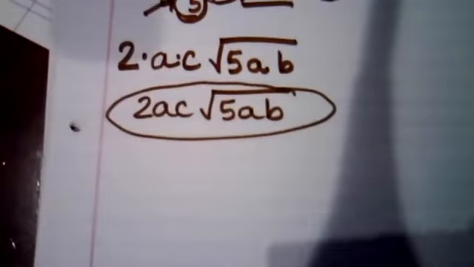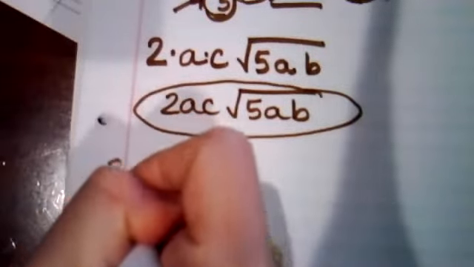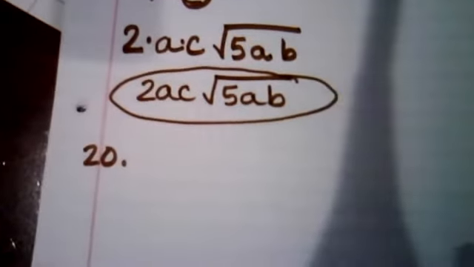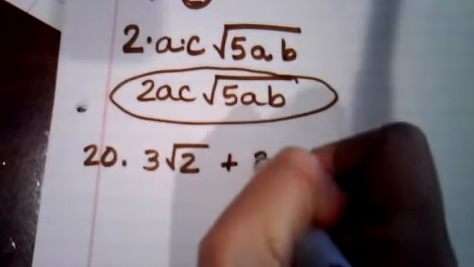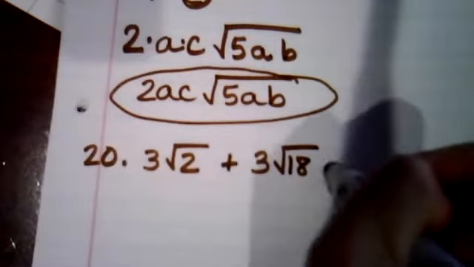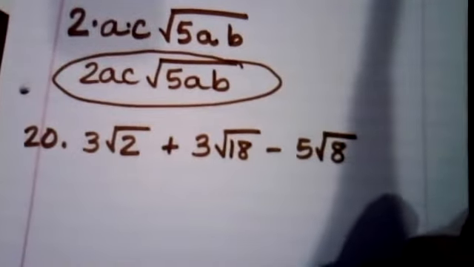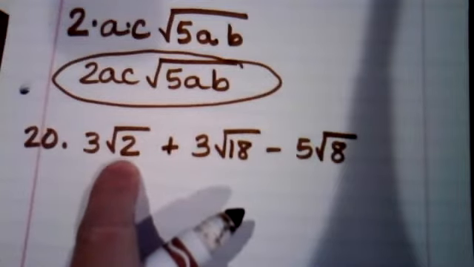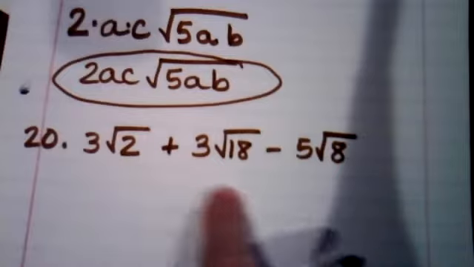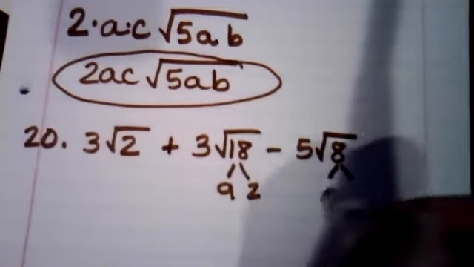Okay, all right. Next one that I have circled for us to work is a like term problem. It's number 20. And we have 3 square root of 2 plus 3 square root of 18 minus 5 square root of 8. Okay, so this is our problem. We're mainly going to be seeing this again, but let's pull out anything that we can reduce. So this is 9 and 2, and this is 4 and 2, our 8.